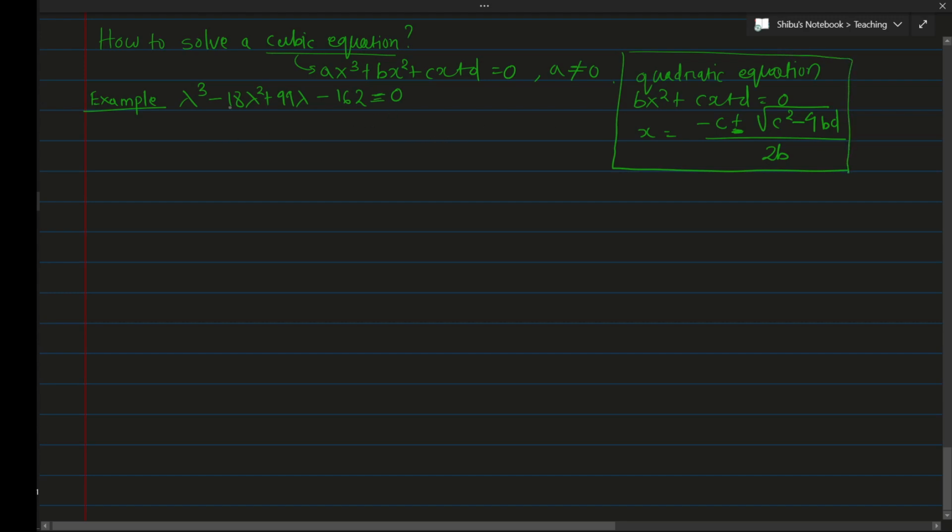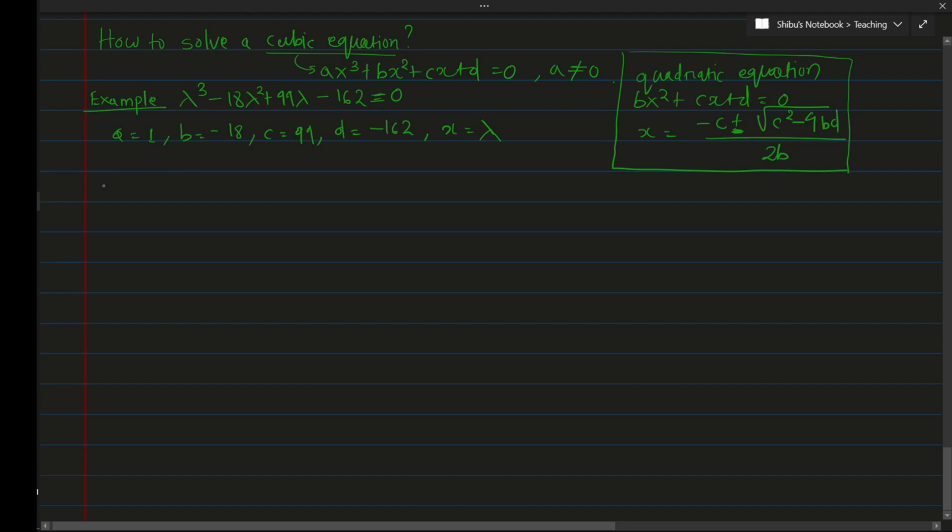So let's take this example: λ³ - 18λ² + 99λ - 162 = 0. Here if we take the coefficients, a equals 1, b equals -18, c is equal to 99, and d equals -162, and our x here is lambda. We have taken a different variable here, just a naming convention, you can take x also.